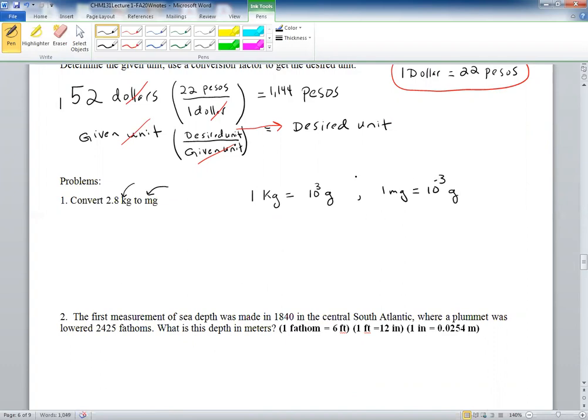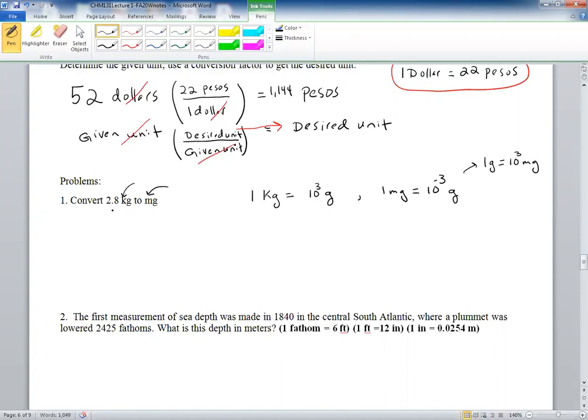Now, some instructors may actually switch these out. So they may say 1 gram is 1,000, or 10 to the third milligrams, because it's the opposite. But again, I like to use it this way because it just keeps it the way it is, rather than going through another step. But feel free to do the opposite, which is 1 gram is 1,000 milligrams. But we're going to focus on this one.